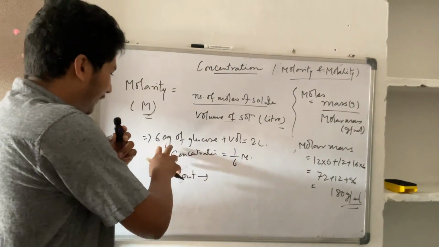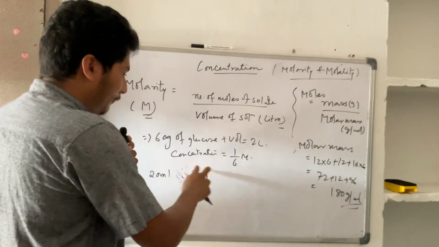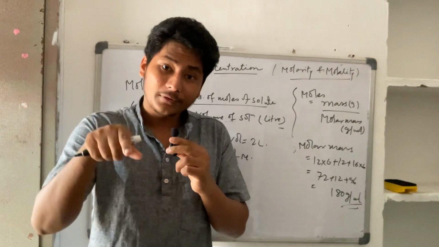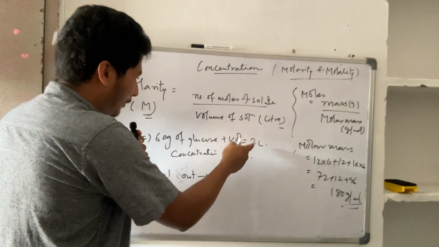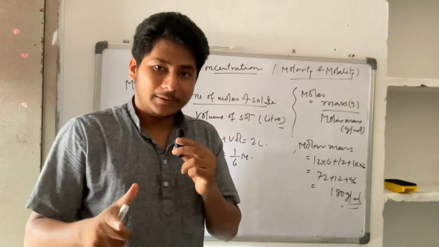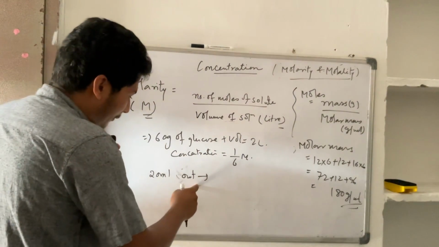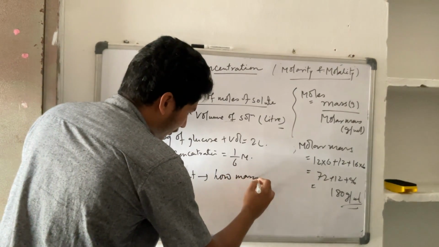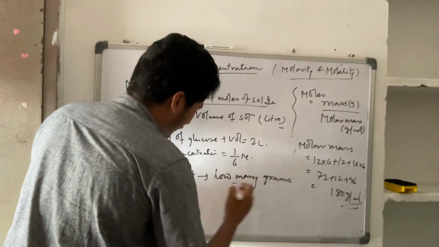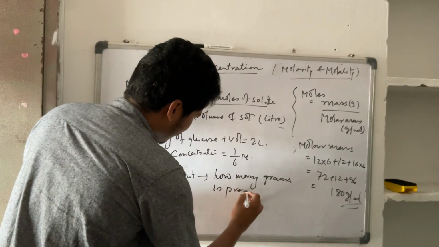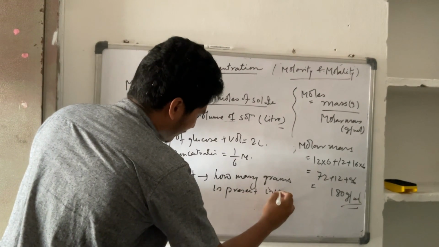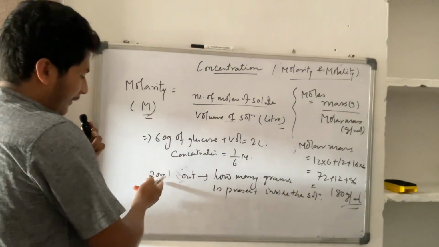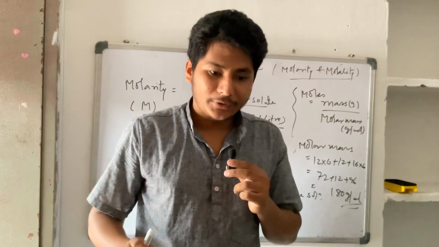The question is, you have taken 60 gram of glucose and made the volume 2 liter. So you found the concentration, and from the solution which you have prepared, you have taken out 20 ml. Now you have been asked how many grams are present inside this 20 ml solution. Okay, very good question. Now we have to solve this.